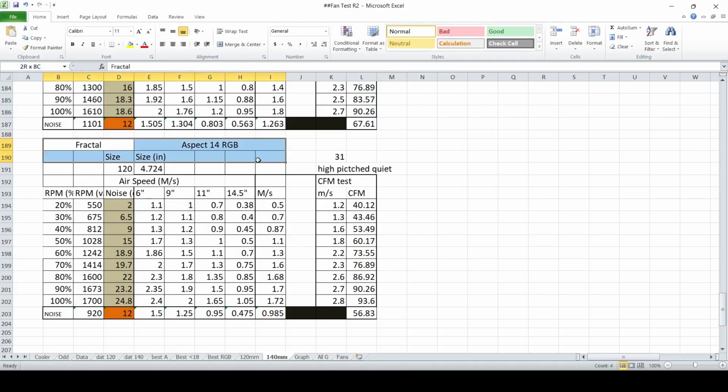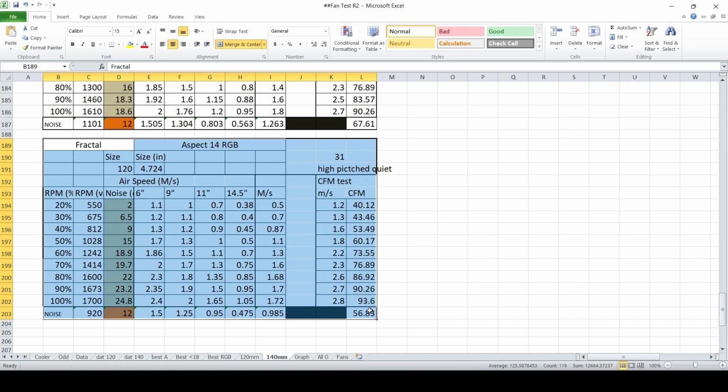Alright, well that brings us to the end of the video. At the end of every video, I do like to show off my raw data. This data does belong to me. I worked long and hard to generate it for you. Every fan takes me about 1.5 to 2 hours to generate this level of data.